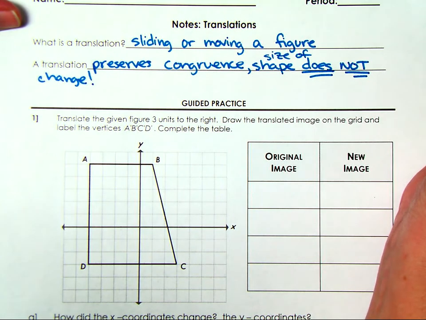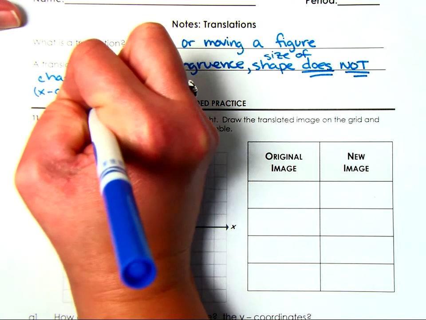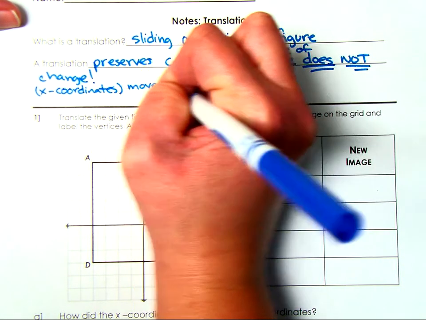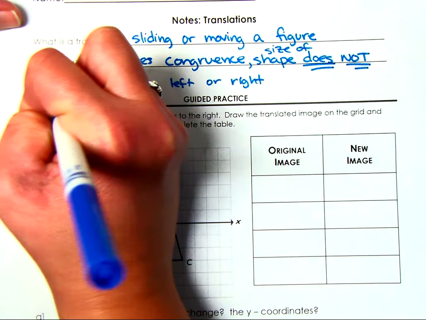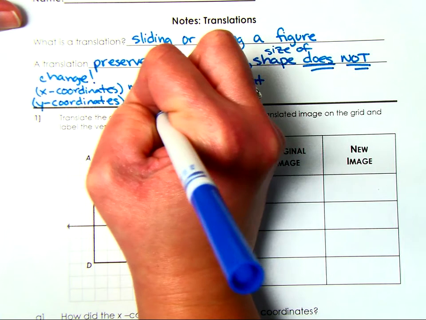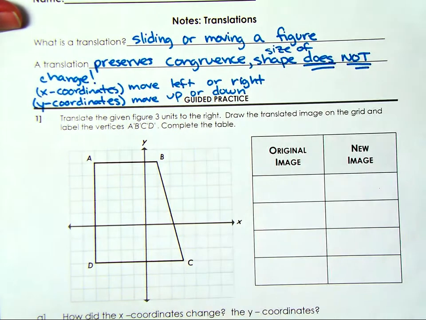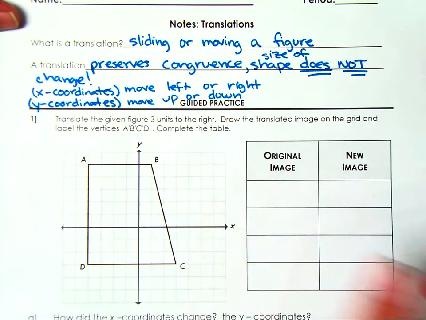Okay? The x-coordinates, just so we're going to talk about this, x-coordinates, in case you forgot, are from left to right. So the x-coordinates are going to move left or right. And the y-coordinates in an ordered pair are up and down, so those are going to move up or down. And this will make more sense once we see with the picture. So basically, whatever shape you have and you're translating, you're just moving it left, right, up, or down on the graph. But it's going to be the exact same shape and the exact same size of what you started with.